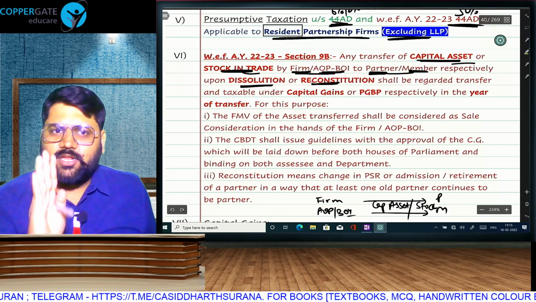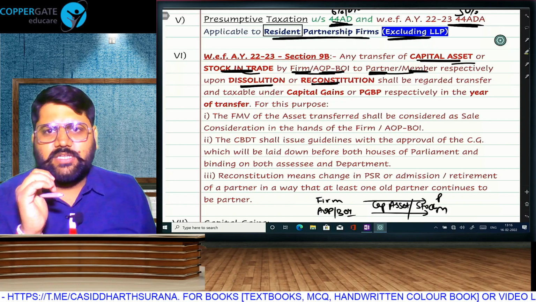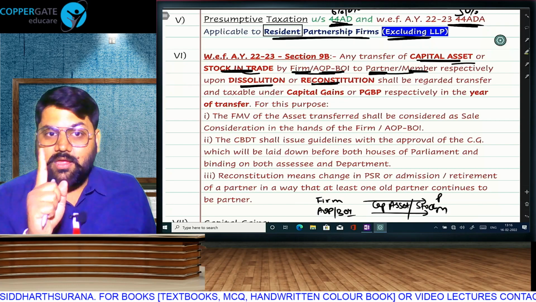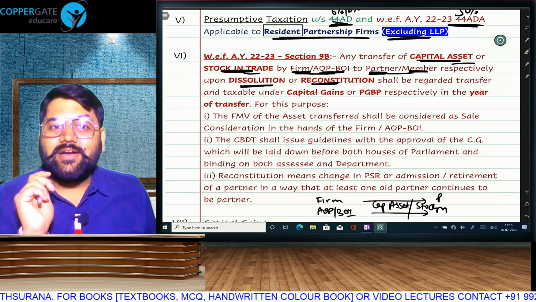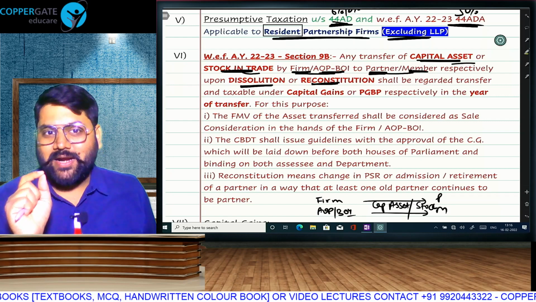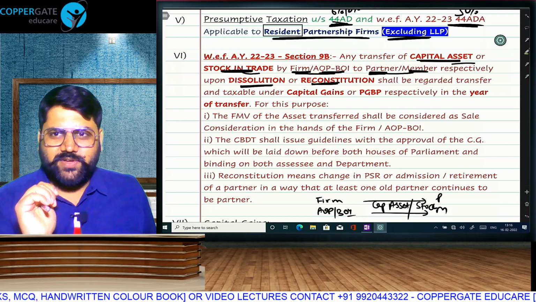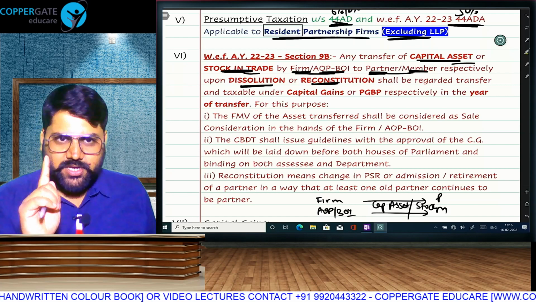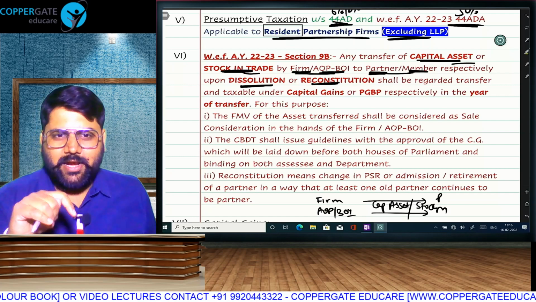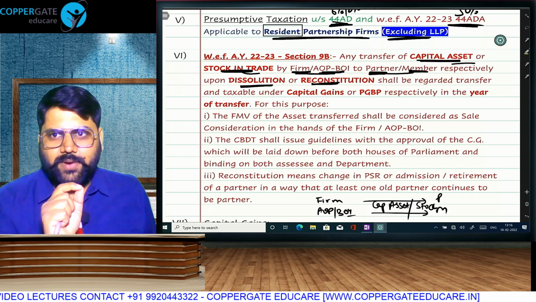Or reconstitution. Reconstitution is the same concept, change in constitution, which we have all studied. Change in constitution means reconstitution, to do the constitution again. Admission of a partner or retirement of a partner in such a way that at least one old partner continues, or change in profit sharing ratio. What are the two ways of reconstitution? Change in profit sharing ratio is one way. Second, admission or retirement in a way that at least one old partner continues.